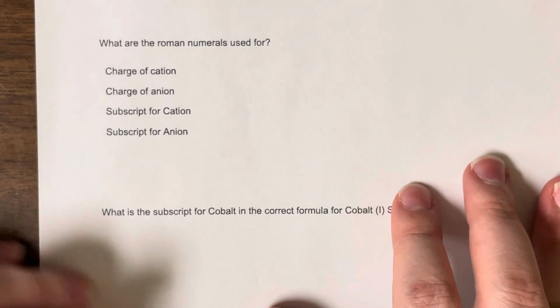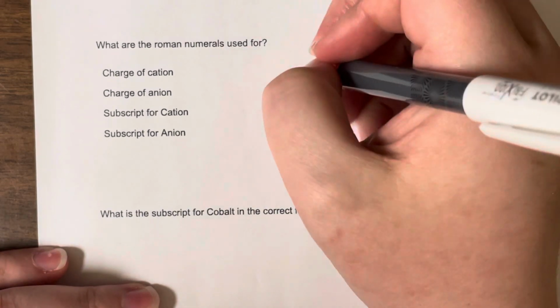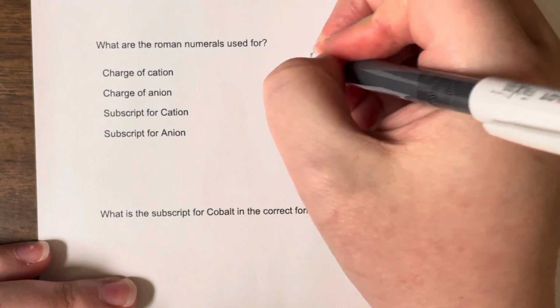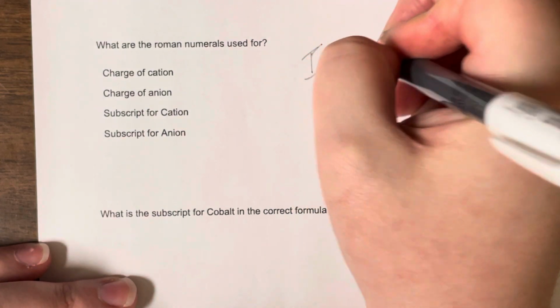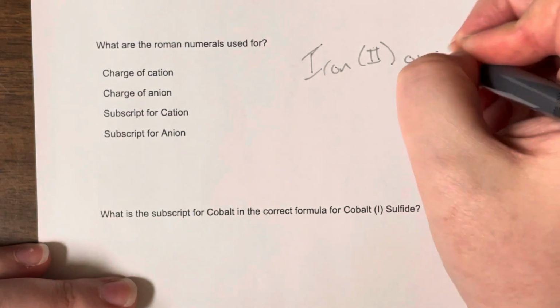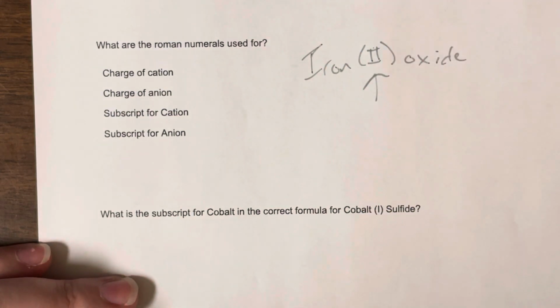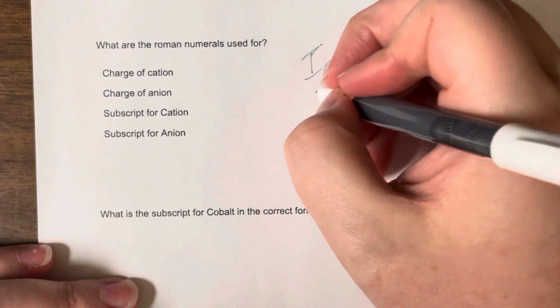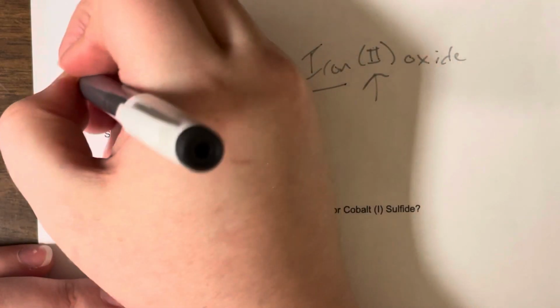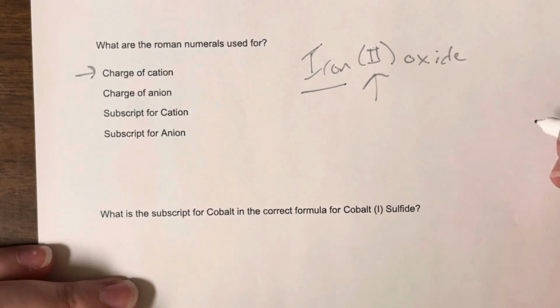What are the Roman numerals used for? Roman numerals, again, this would look something like this. So I'm asking, what is that for? This is the charge of my metal, which is the charge of my cation.